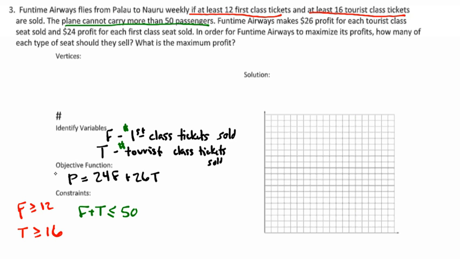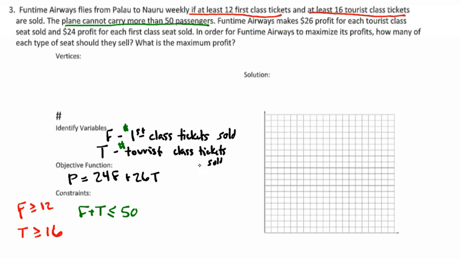And so the first one that I'll talk about is the variables. First, F stands for the number of first class tickets sold. T stands for the number of tourist class tickets sold. And so one of the constraints coming from this first line, at least 12 first class tickets have to be sold, and at least 16 tourist class tickets have to be sold. So F needs to be greater than or equal to 12. T needs to be greater than or equal to 16.